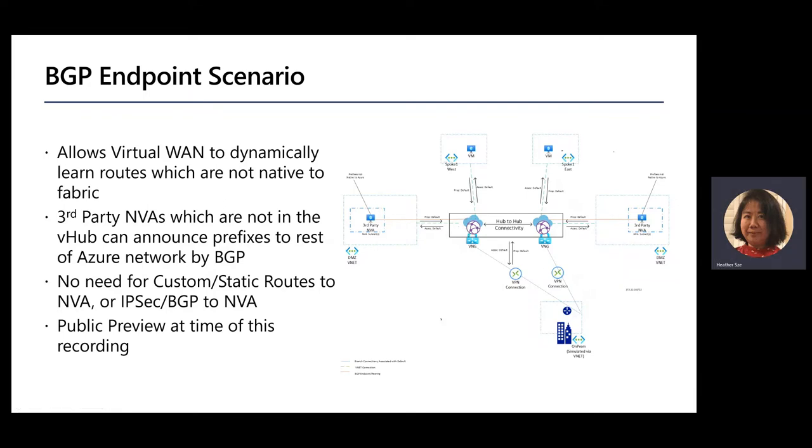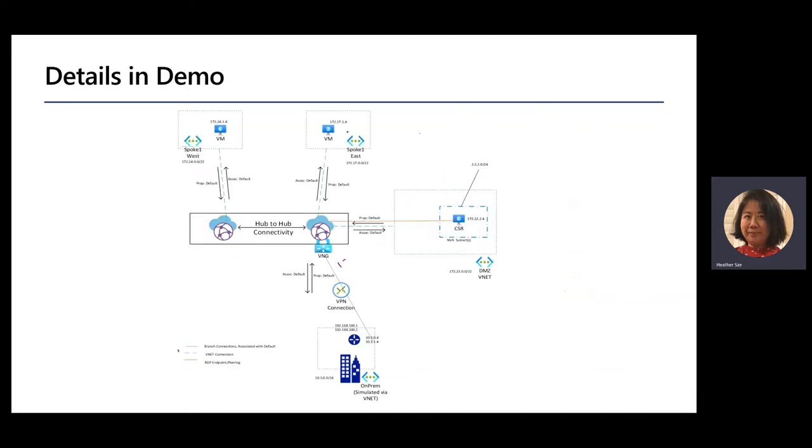So what I will demo for you is an example of a multi-region virtual WAN with virtual hubs in East and West. There is a spoke VNet connected to the West VHub, and connected to the East VHub is a spoke and on-premises environment connected by Azure VPN. And the most significant part of this demo is this DMZ VNet, which is connected to the East VHub. In this DMZ VNet is a Cisco CSR, which has established adjacency to the VHub BGP endpoint.